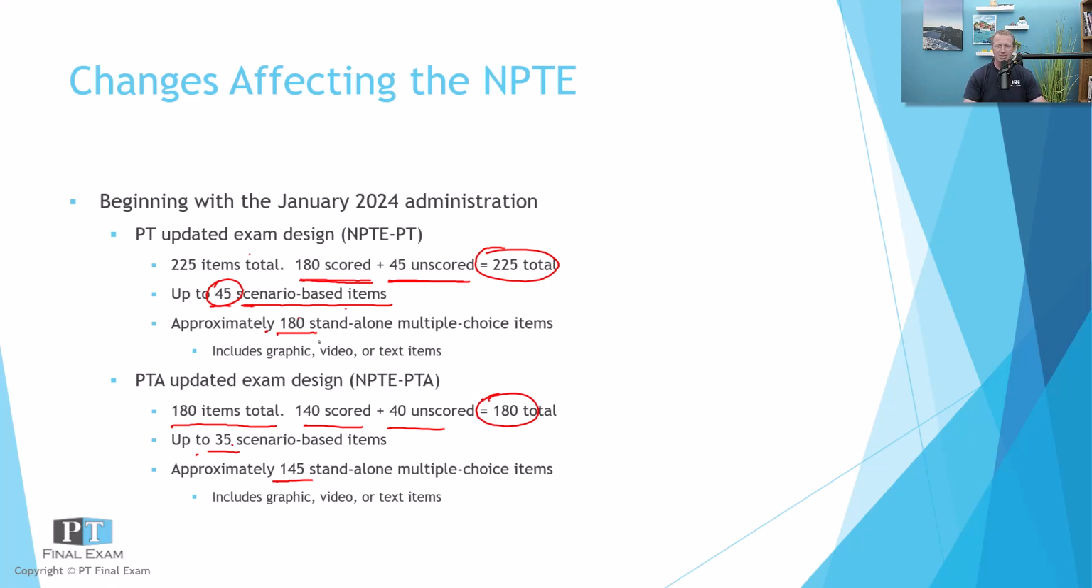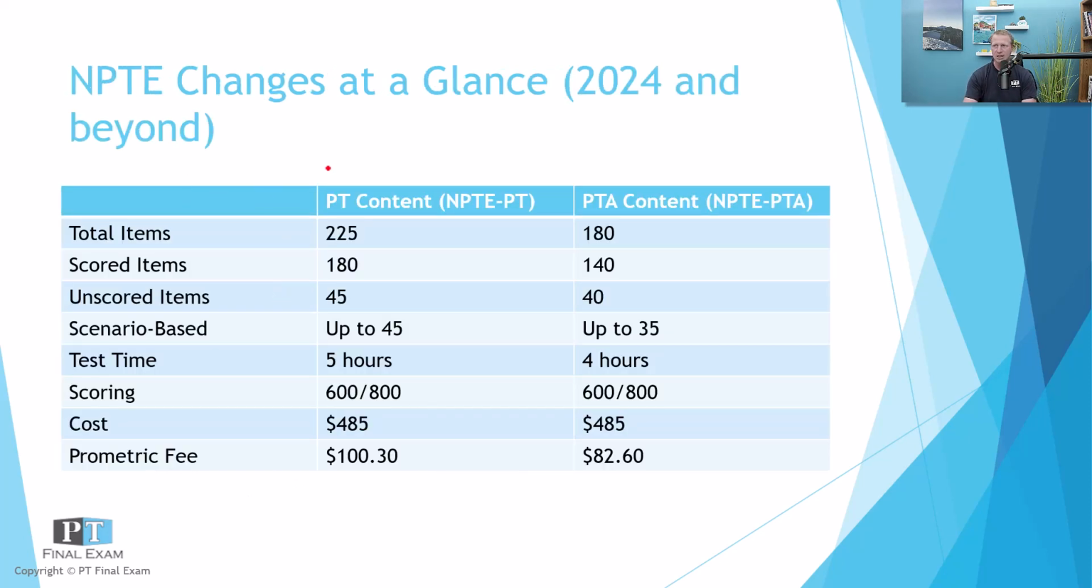And again, these numbers are slightly variable. I'll show you the actual numbers here in just a moment. They are ranges, but this is just the general look and feel of the exam. So to give it to you at a glance, for the 2024 and beyond exam administrations, you can expect for the PT content, they'll have 225 items, and the PTA content, they'll have 180 items total.